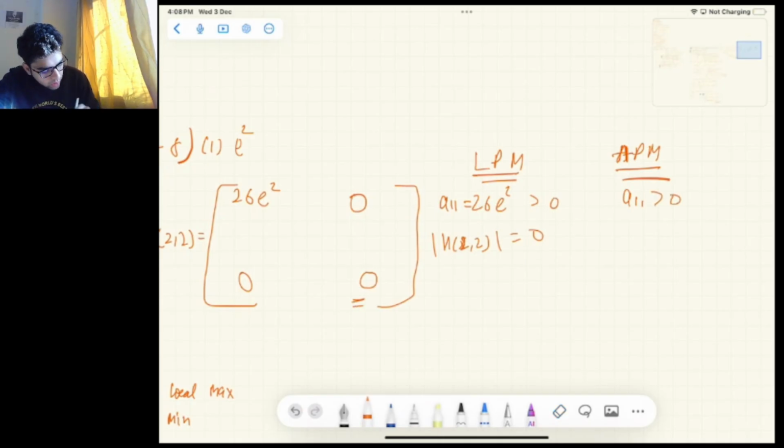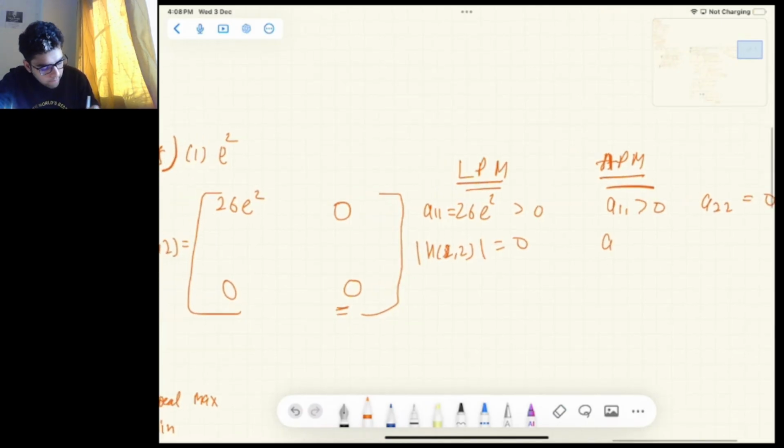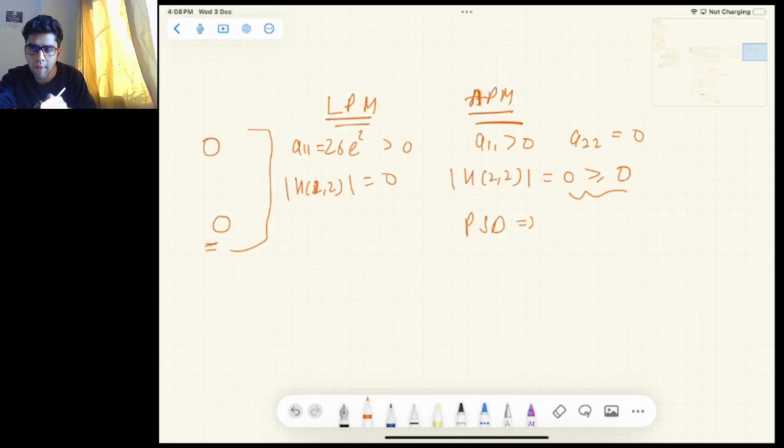and my A22 is equal to 0, and my determinant is 0, and 0 can also be written as greater than or equal to 0. So 0 and greater than or equal to 0 are both equal because 0 is coming in both of these expressions. So I can say that this is a positive semi-definite matrix.